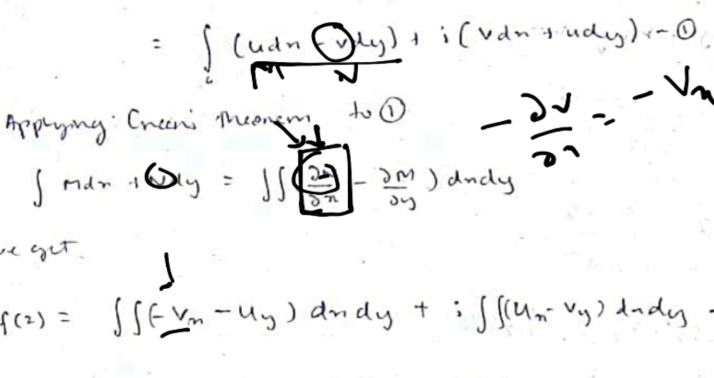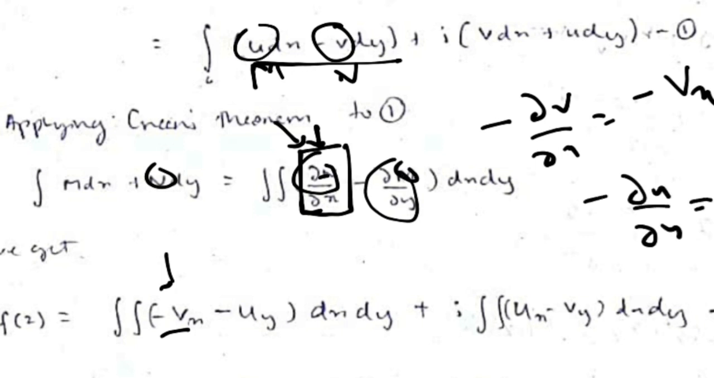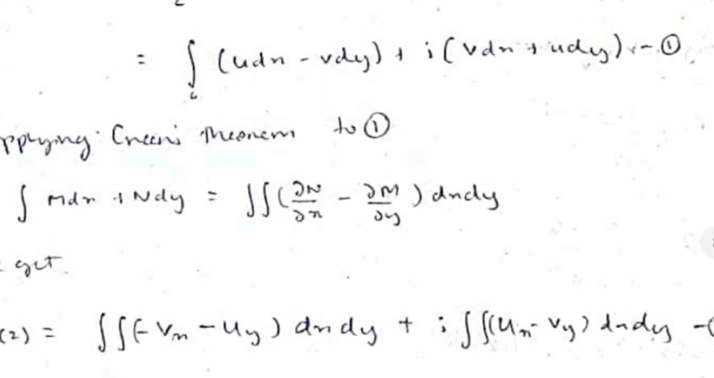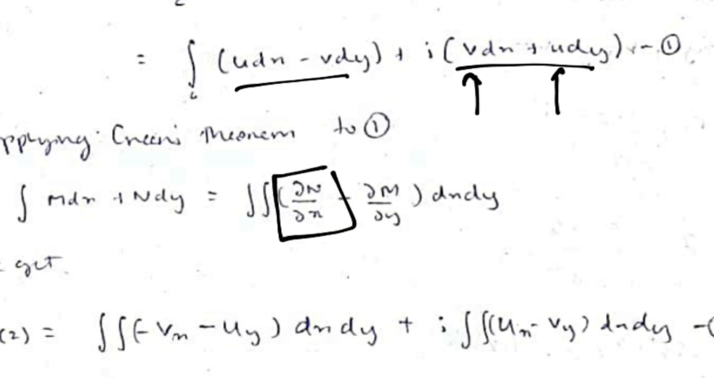Second part, we have minus del m by del y. What's m? M is u. So it will be minus del u by del y, which is minus uy. So I've written here minus uy and dx dy in the standard equation. So this is about the real part. In the imaginary part also we have to do the same thing. In this case m is equal to v and n is equal to u. So we'll be writing del n by del x first, which is del u by del x, which is ux, minus del m by del y, which is del v by del y, which is vy. We'll have the minus sign in between, and dx dy.